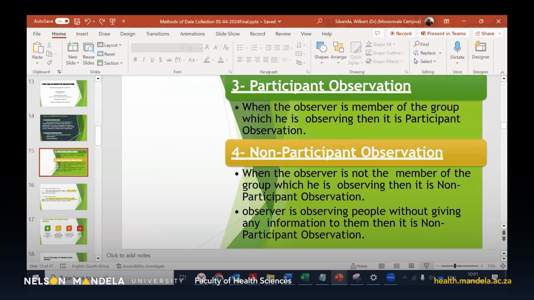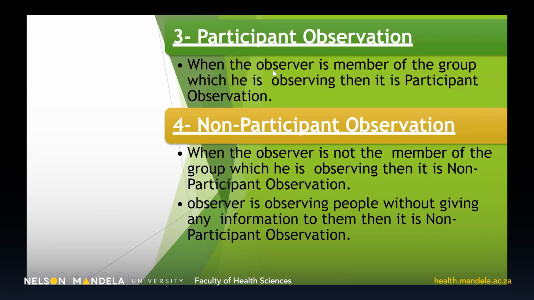Now, participant observation is when the observer is a member of the group which is observing. So you are participant observing, or you are non-participant observing when the observer is not a member of the group which is observing. The observer is observing people without giving any information to them. That is called non-participant observation.